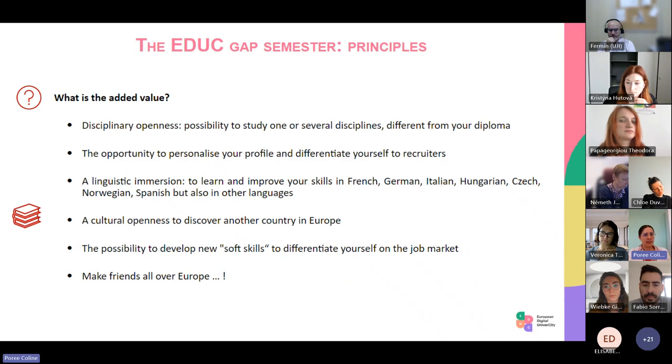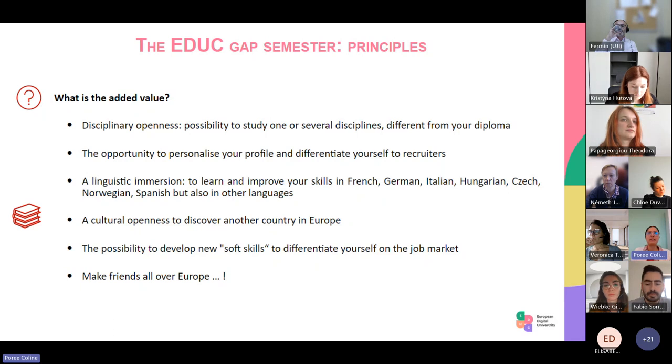Now, what is the added value of the gap semester? First of all, as I mentioned, it's the disciplinary openness of the scheme. That is, you can study one or several disciplines that are different from your current diploma. The goal of this is to allow you to personalize your profile and to differentiate yourself to recruiters.